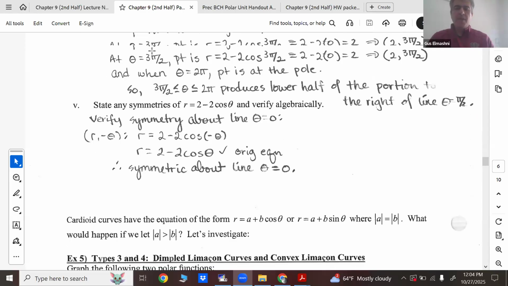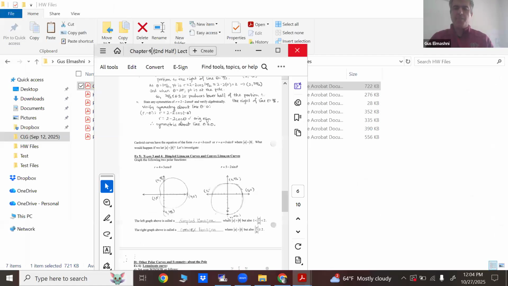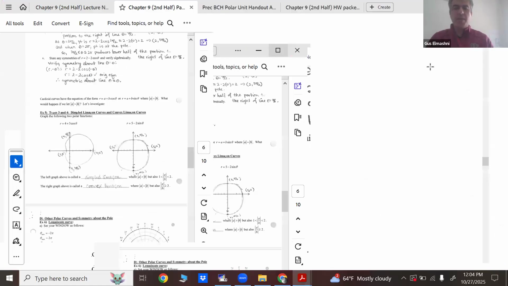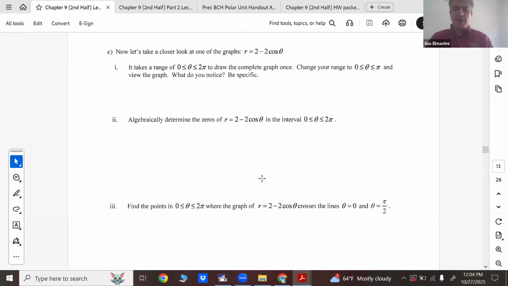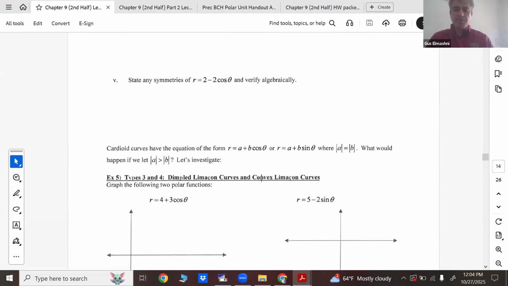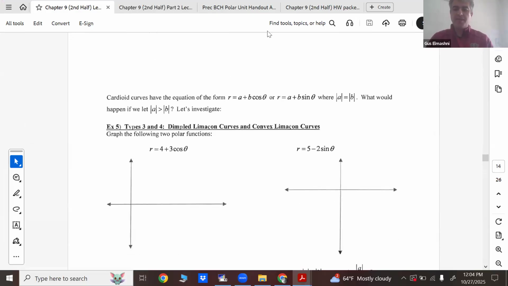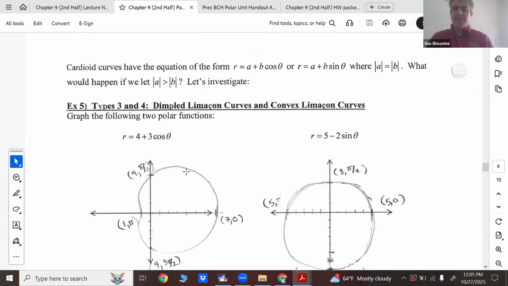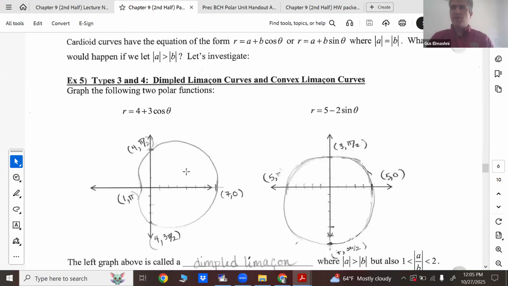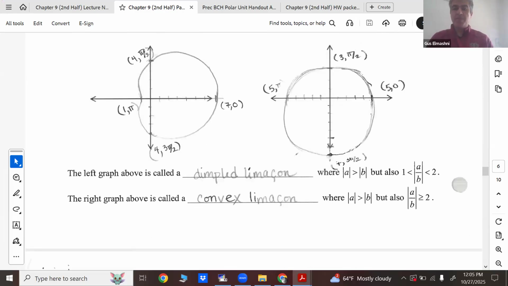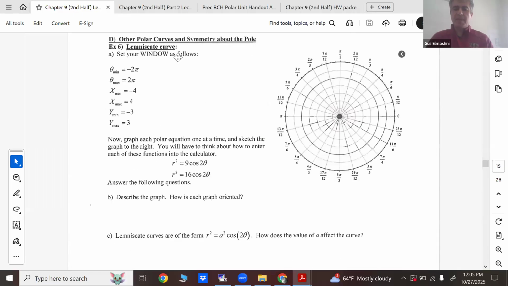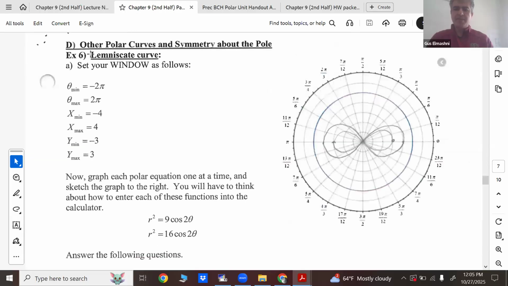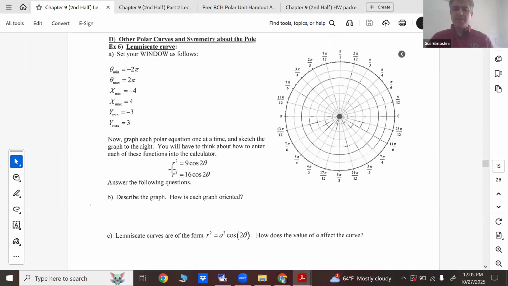Okay. In the interest of time, the other parts of the notes will go by a little faster. So again, glad we're taking our time. We're not rushing, but we have a few more minutes left. I don't want to do dimpled limaçons or convex limaçons. Here's how those look. They look like these blobs. We'll save that for Wednesday. And a lemniscate looks like a figure 8, kind of like an infinity symbol.